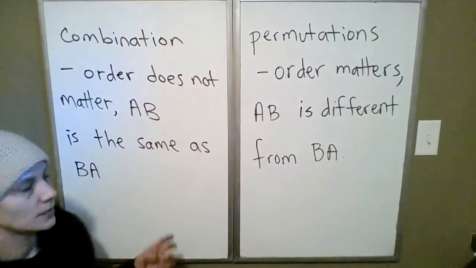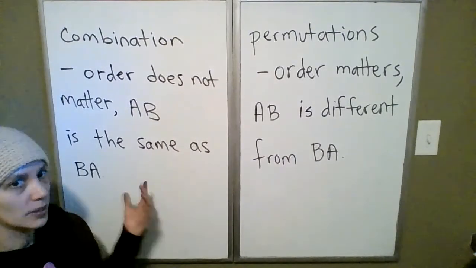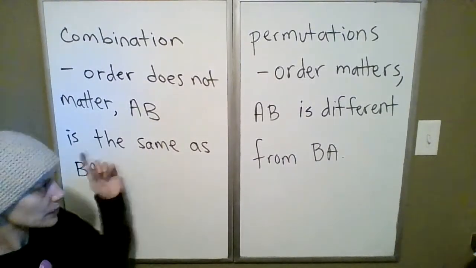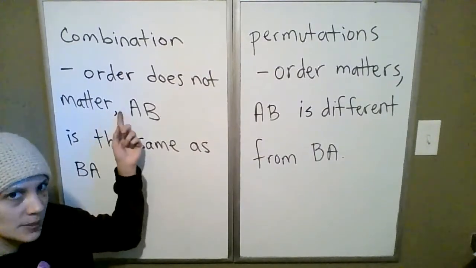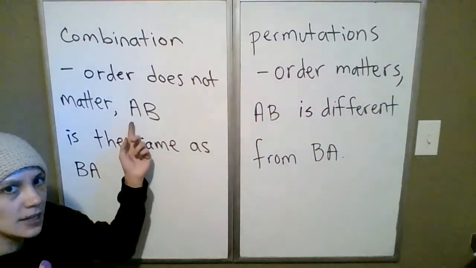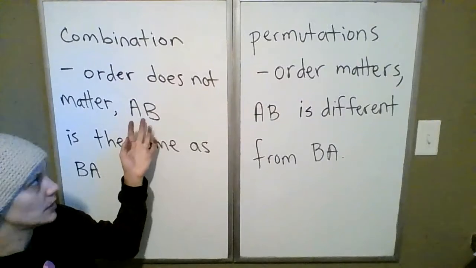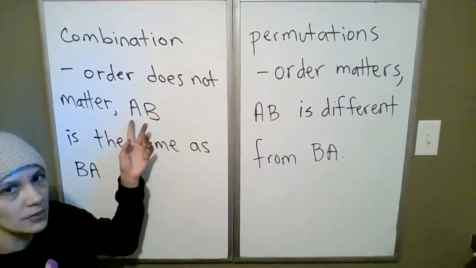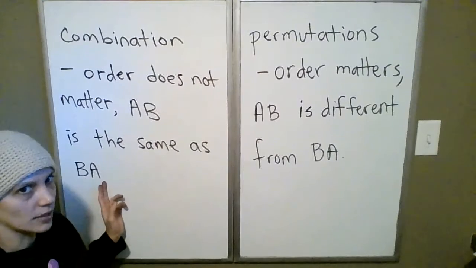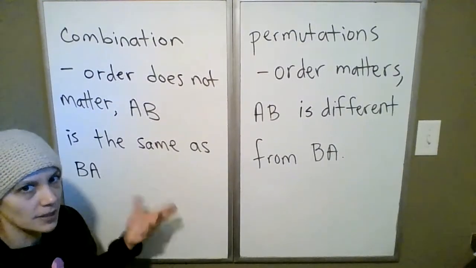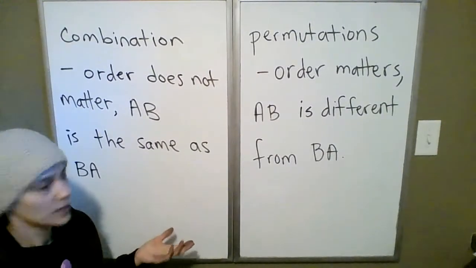Okay, so let me give some quick examples of this, but we're going to do actual examples once we do a full definition for each. What's coming to mind for a combination is scoops of ice cream. You can have a chocolate scoop and a vanilla scoop. It's the same as having a vanilla scoop with a chocolate scoop. Either way, you get one of each flavor.